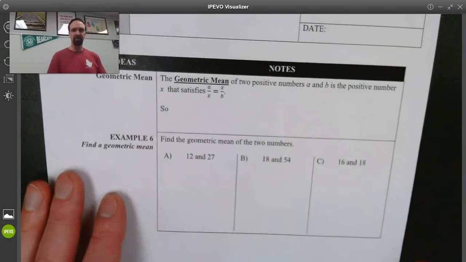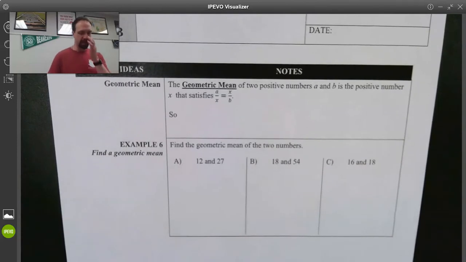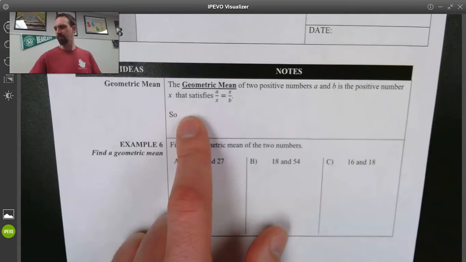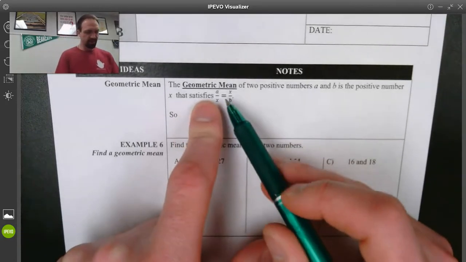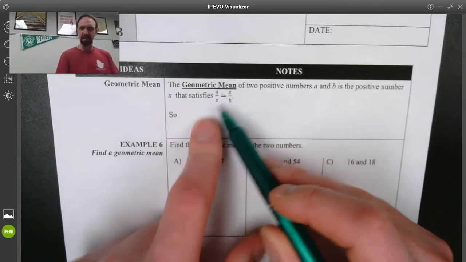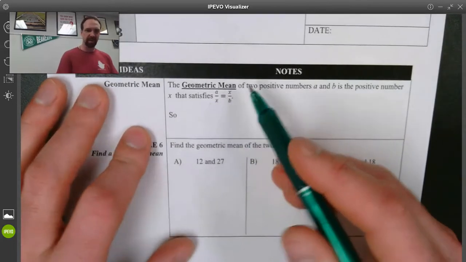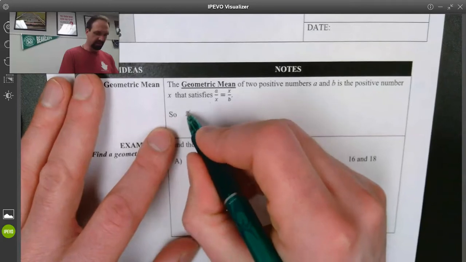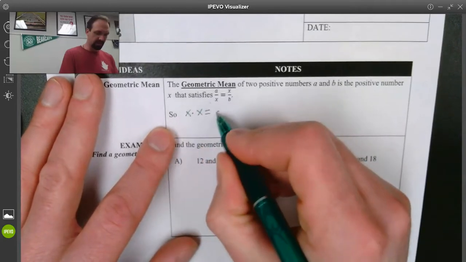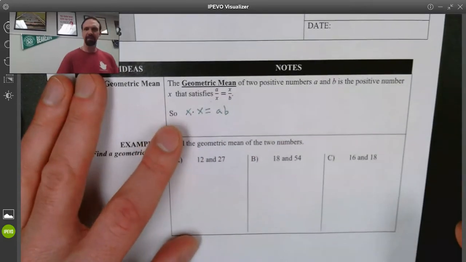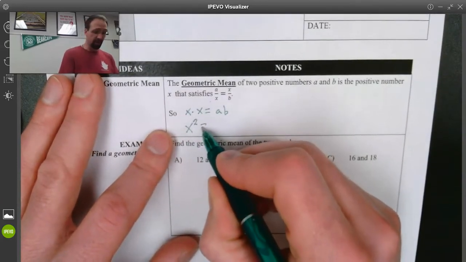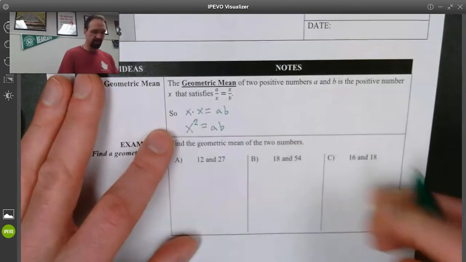We're going to cover geometric mean here in this video. The geometric mean is a little bit different. When you do the geometric mean, you're cross-multiplying. So we're cross-multiplying a times b, and it equals x times x. So when you do that, you end up with x times x equaling a times b. So now if I take x times x, a lot of students get confused on what that is. That's x squared. So then you're left with ab.